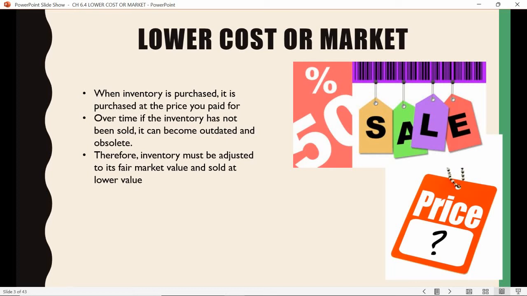Okay, so this is where oftentimes you will see things that are usually on sale or discounted, because they want to get rid of the items before they have to do this, because it's better to get rid of the item than actually have to take a loss.